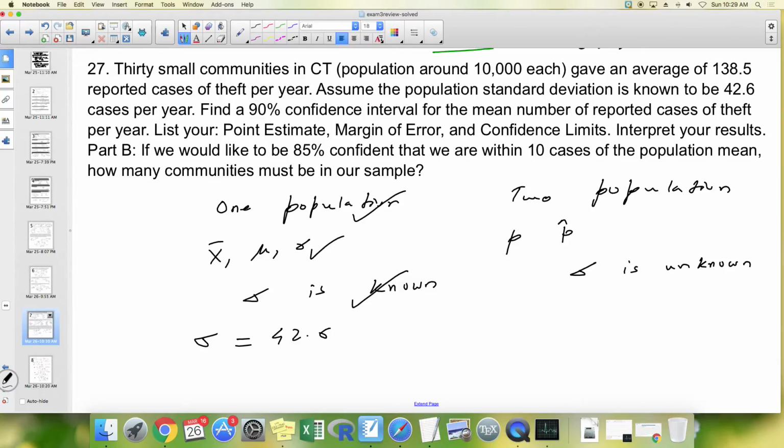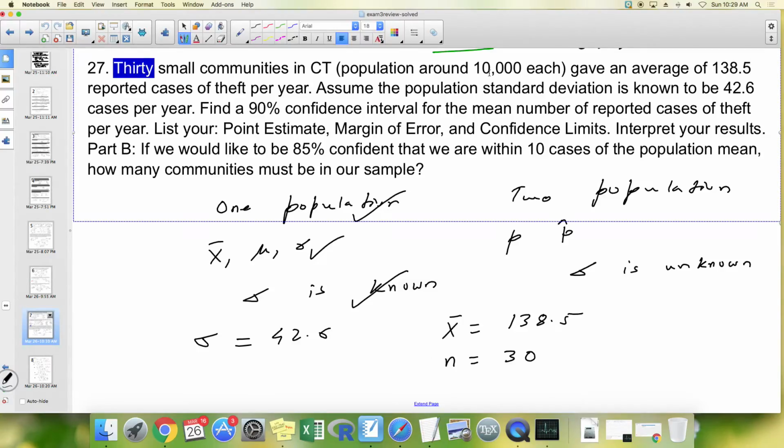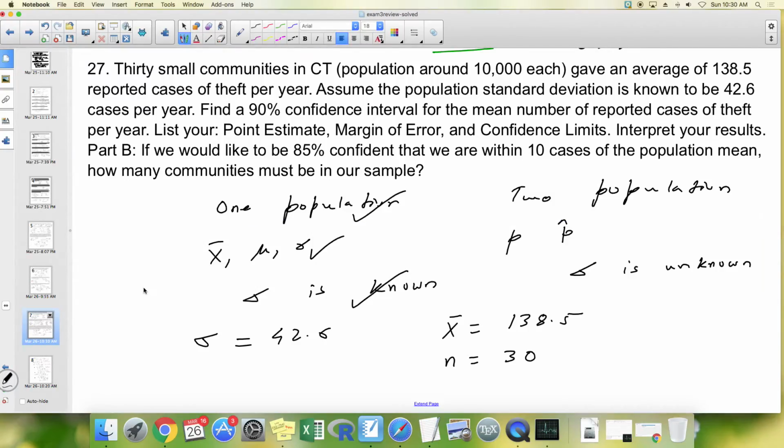All right. 30 small communities in CT give an average of 138.5. So x bar is 138.5 and n equals 30. Now some of you may make the mistake of whether this is the n or this is the n. Now look, this average is the average of communities. I hope that's clear to you. So what are we measuring? Reported cases of theft per year.